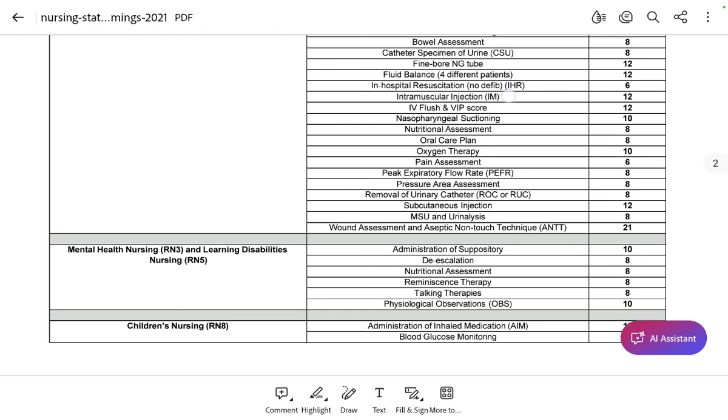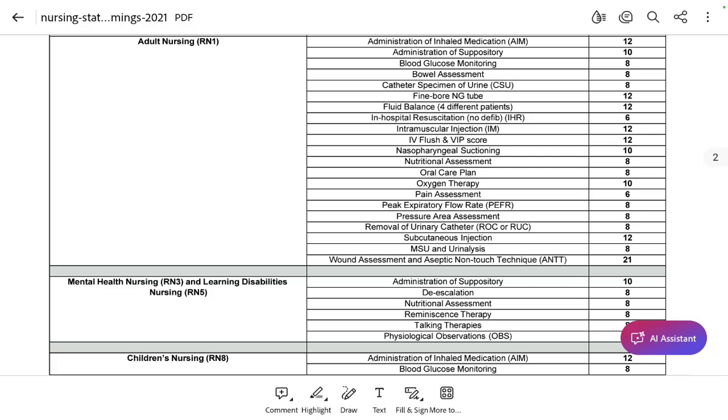And then you will have the intramuscular injection and the IV flush together with the visual inflammatory phlebitis score, maybe. I'm not sure. This is a score from 0 to 5 that tells you how the cannula site is in terms of having inflammation or infiltration. We'll talk about it later.